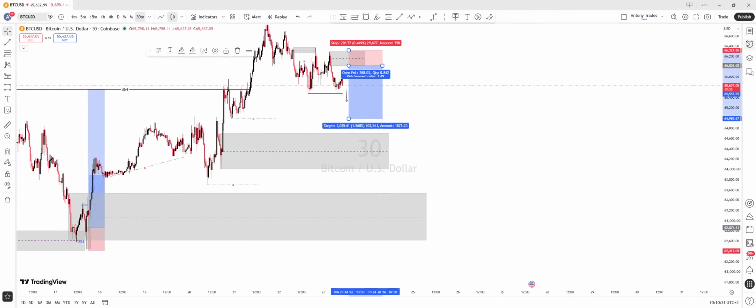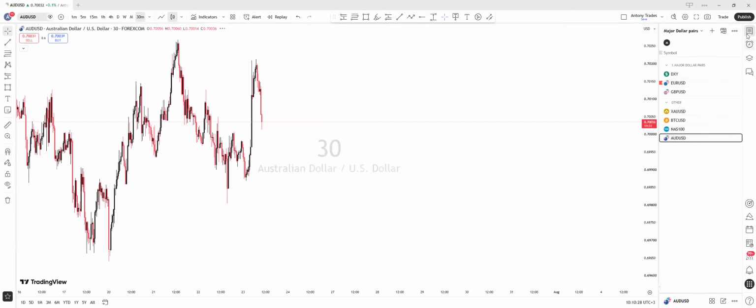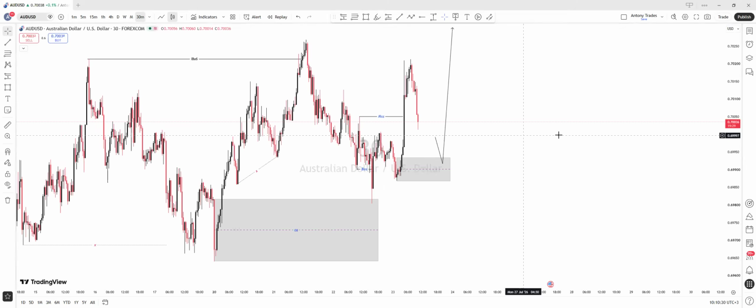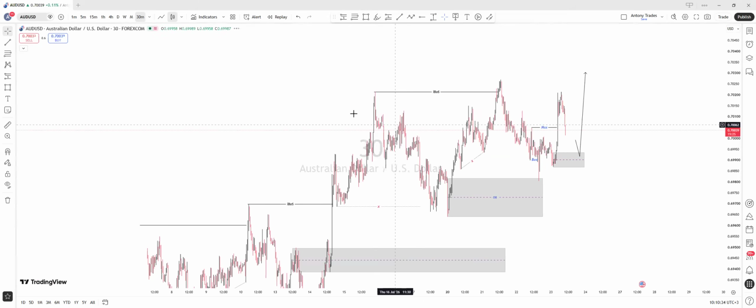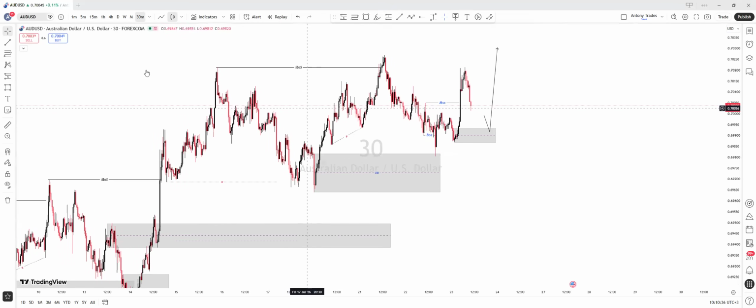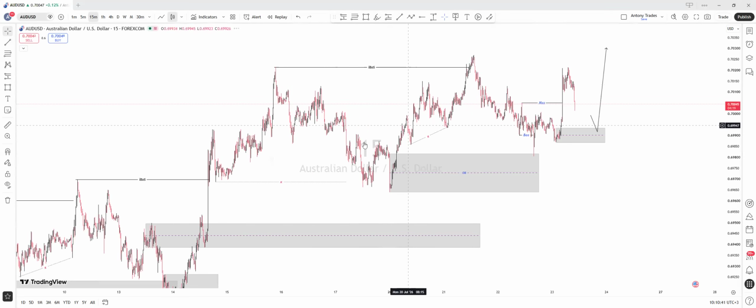So that is it on BTC USD. I'm going to move to AUD USD because we also analyzed this one on Sunday. What are we seeing, guys? On Sunday, this pair was looking to sell.